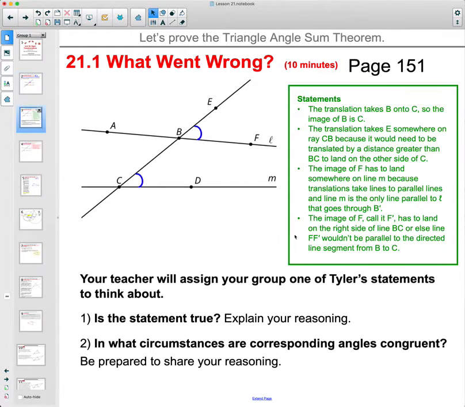So we've got 4 statements in the student workbook. So we're going to assign each group a statement to be looking at. Okay, so statement 1, 2, 3, or 4. And again, these are in your workbook. And then as a group, you're going to be deciding if each statement is true or false and explaining your reasoning. Okay, and thinking about in what circumstances are corresponding angles congruent, and be prepared to share your answer. So each group will get a different statement and then you'll think about those statements. So you can pause the video, do that, and come back.